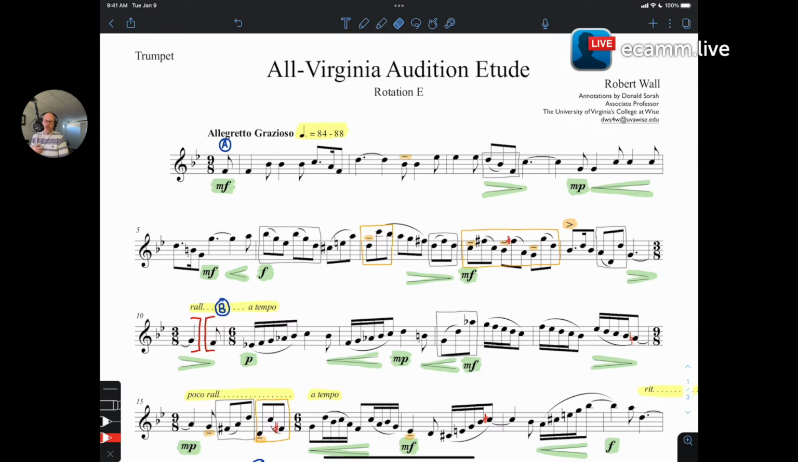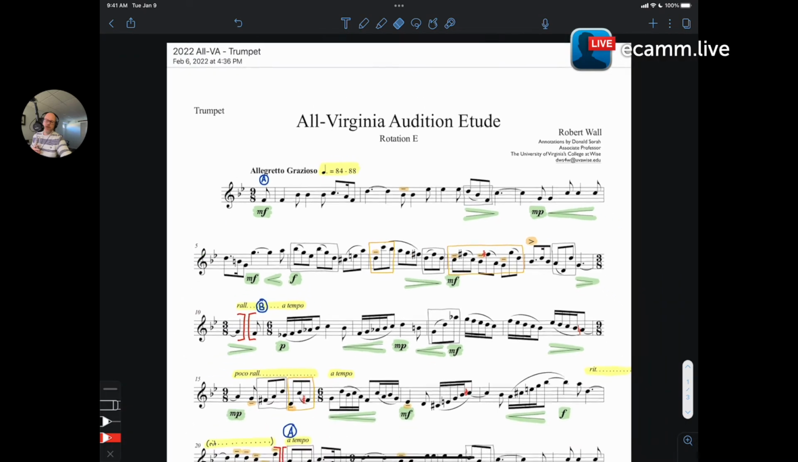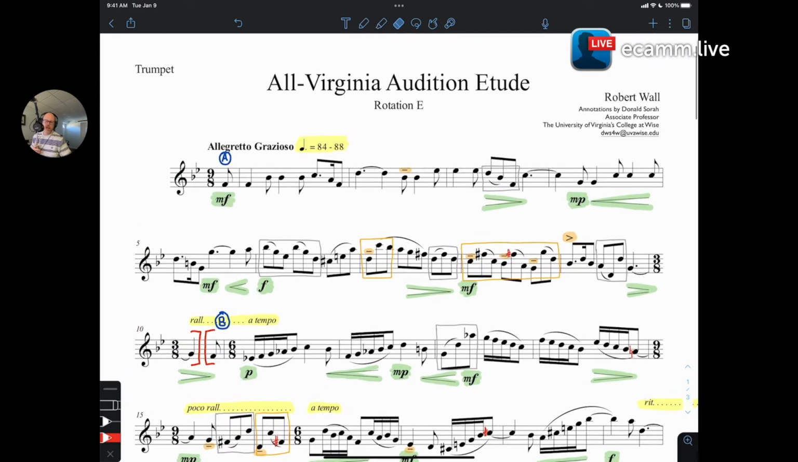Also, as you go through, there are some dynamics, bonus points if you can add those into your counting, and the articulations, particularly the accent. There's only really one of those that's happening right here. So if you'll bring out that accent as you count, that'd be fantastic.